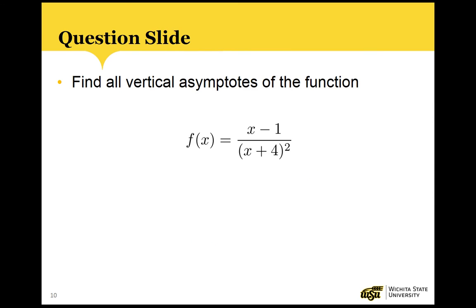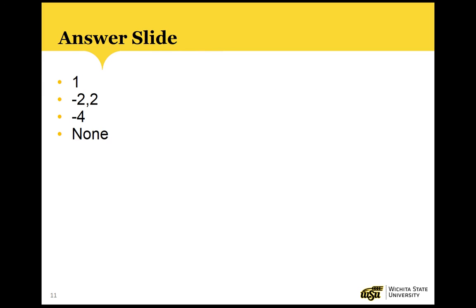Now, what I would like you to do is to locate all of the vertical asymptotes of the function f of x equals x minus 1 divided by x plus 4 quantity squared. Here are some possible responses.